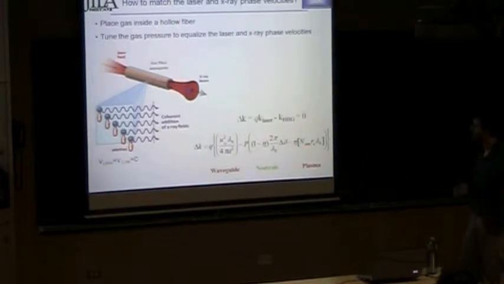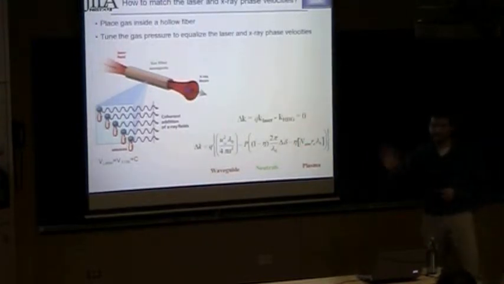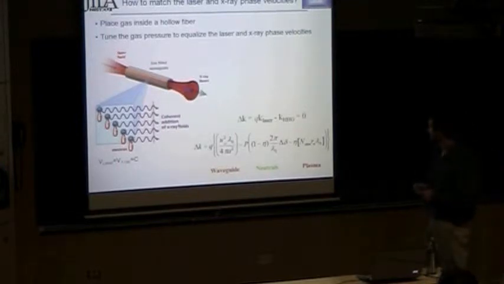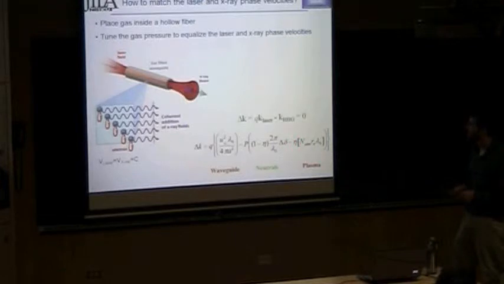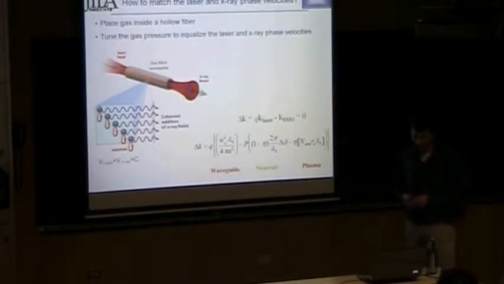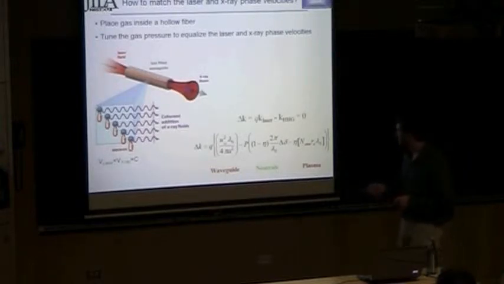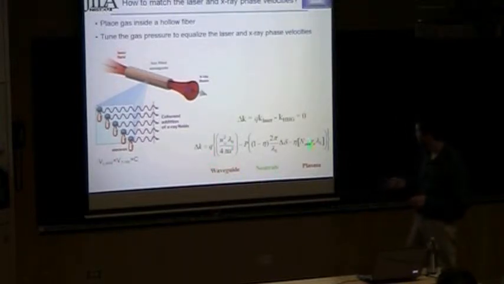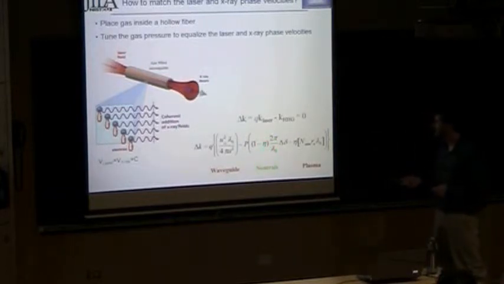And then as you're doing this high harmonic process, you're inherently ionizing the gas as well. And so you end up with some plasma in the waveguide that's going to speed up the phase velocity of the fundamental. And so the things to notice are that the waveguide and the plasma both act to speed up the fundamental laser, whereas the neutrals act to slow it down.